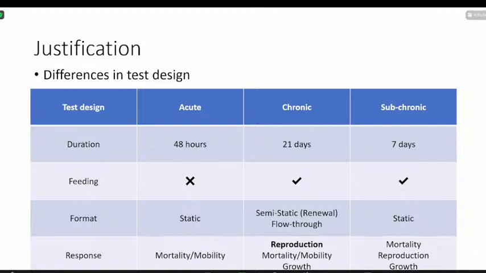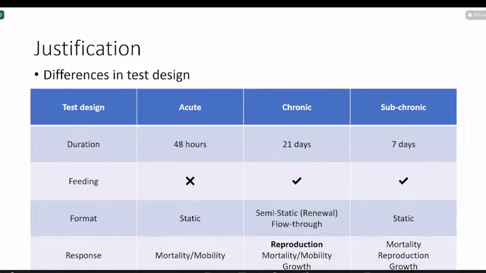Another difference was the format. Normally the acute test is static, which means that the media is not renewed. For the chronic, you have to renew the media either 3 times a week, or it can also be a flow-through test. In our case, we kept it static, so we did not change the media during the whole 7 days.